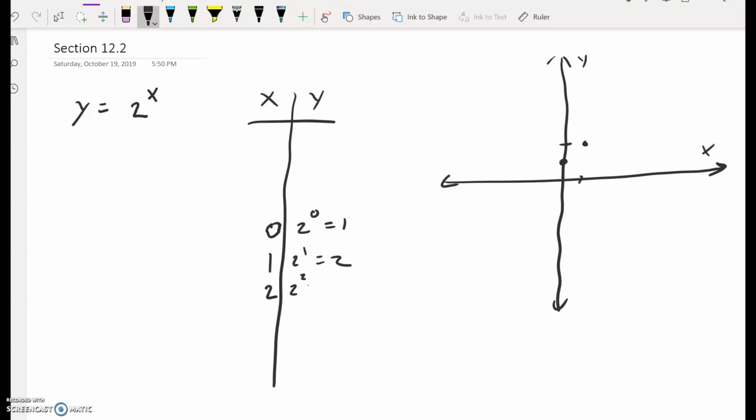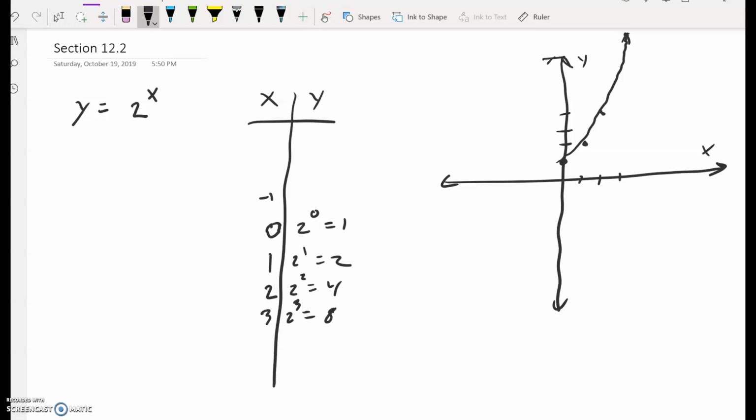Now when x is 2, we have 2 squared, which is 4. And we can see it's curving upwards. We'll try 3, although I'm doubtful about 3 because it's 2 to the third power. It's 4 times 2, which is 8. And 8 is going to be off the graph. It's going to be somewhere up here past where I put the arrow. So it's curving upwards pretty dramatically.